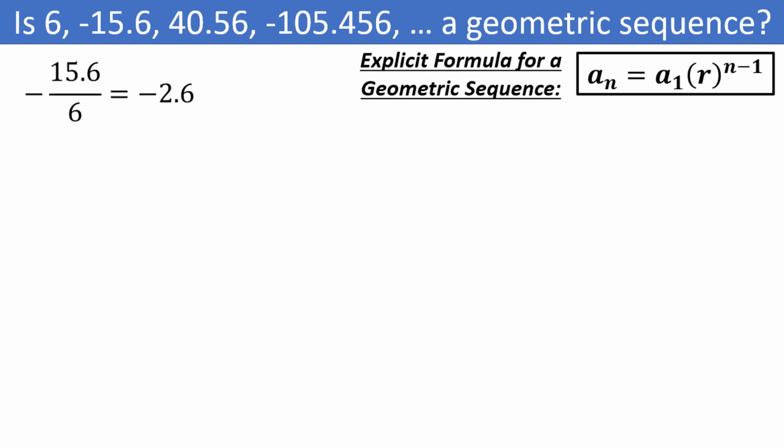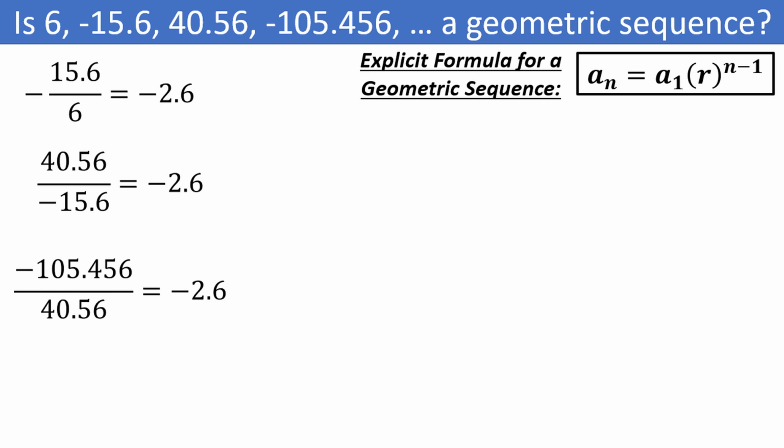If we take negative 15.6 and divide by 6, we get negative 2.6. If we take 40.56 and divide by negative 15.6, we also get negative 2.6. Negative 105.456 divided by 40.56 is also negative 2.6, so it appears that this is a geometric sequence with a common ratio of negative 2.6. The next term in the list can be found by multiplying the previous term by negative 2.6.